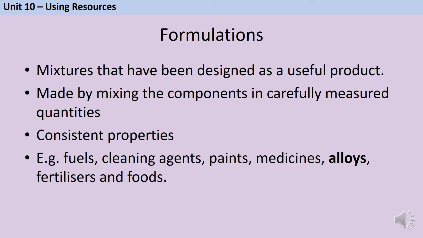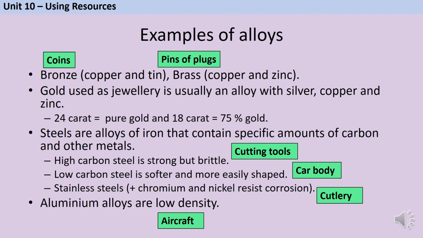So say if I was going to make some steel, I might make sure that I'd always added 1% of carbon by weight. By keeping the proportion of these components consistent, we make sure that the material that we're making always has consistent properties. In Unit 10, there are 7 named examples of alloys that you need to be aware of. So for each one, you should know its name, its components, what it's made out of, and a use for it.